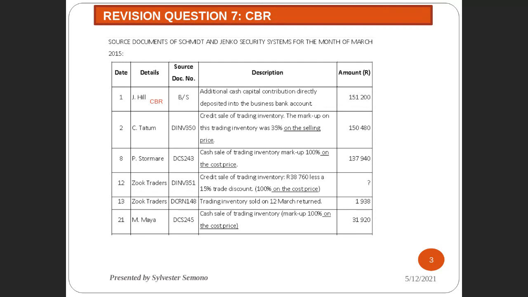Okay, let's try number 2. Credit sales. As you can see, it says credit sales of trading inventory. So where do you think we are going to record this one? Please, I'm going to wait for you, and then I will correct you immediately when you give me the response. Let me wait a bit.